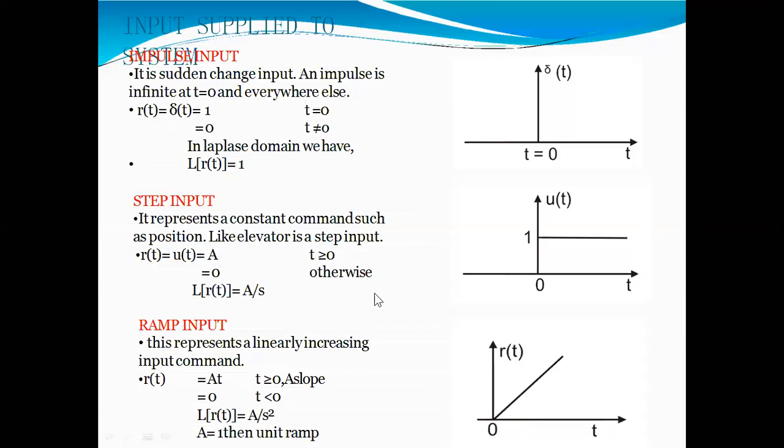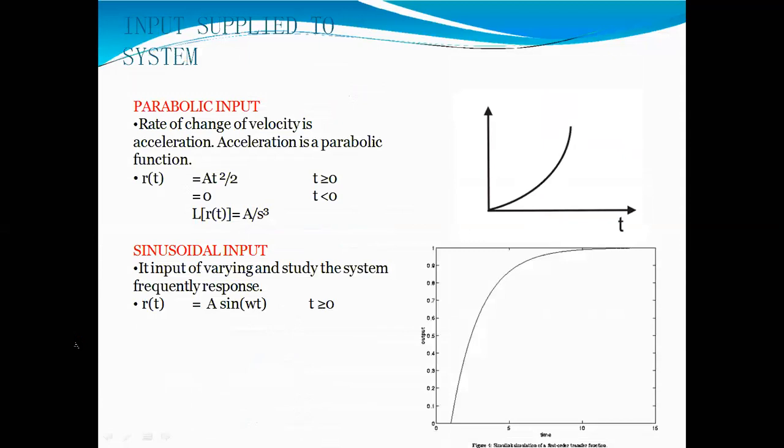So r of t is represented by at for t greater than or equal to 0. But for t less than 0, r of t is equal to 0, and we represent it by Laplace transform of r of t is equal to a divided by s square. For unit it is a by s, for ramp it is a divided by s square.